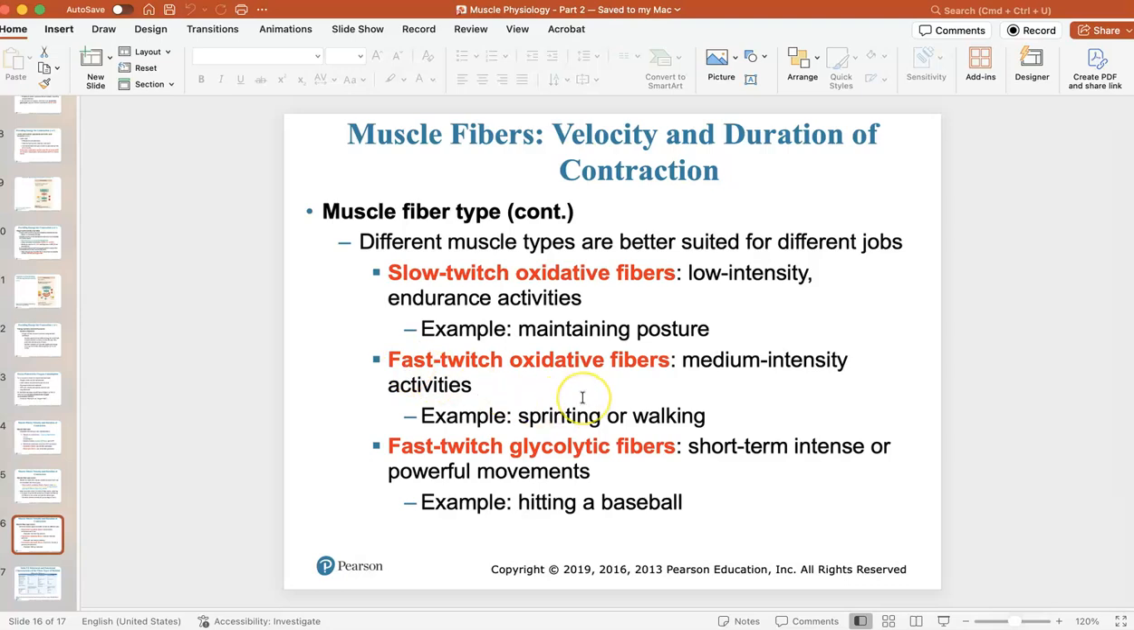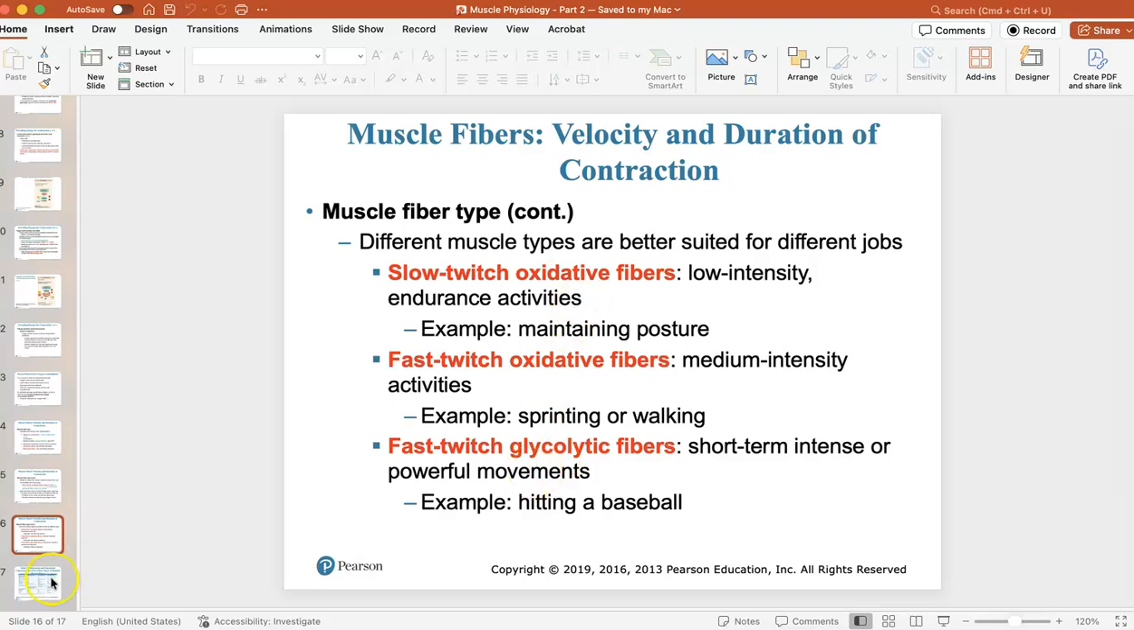Your fast twitch oxidatives, your 2As, and your 2Bs are going to be kind of mixing up in the intensity of the activities. Now, the 2As, yes, are going to be involved in sprinting and walking, but so are these. So that's where there's a bit of a gray area, and the 2As can show characteristics of the two extremes.